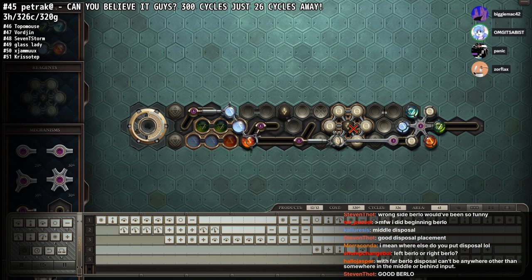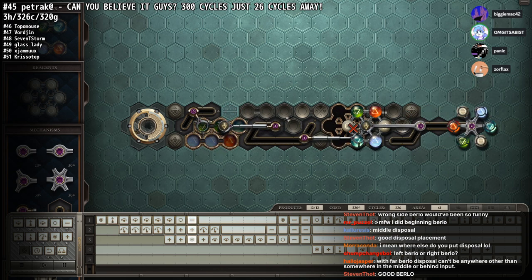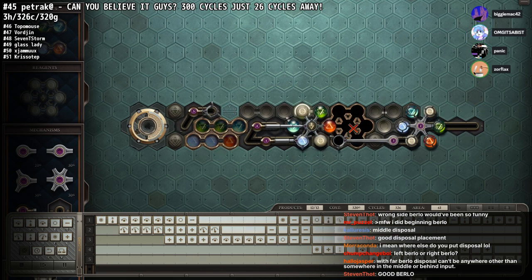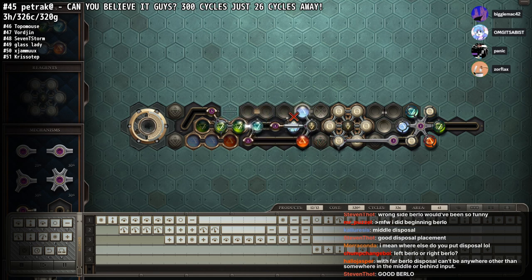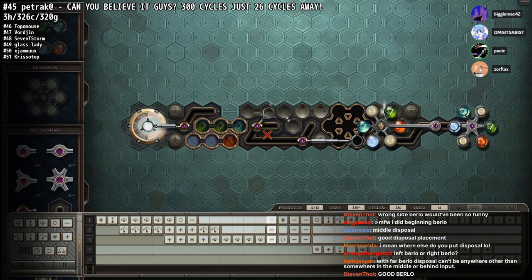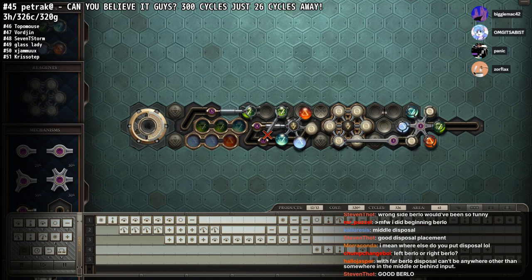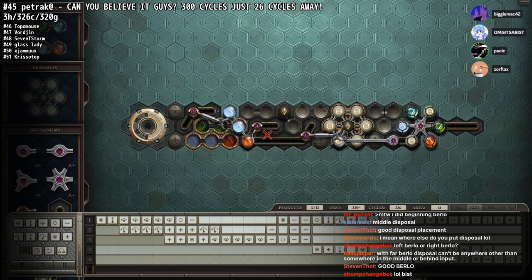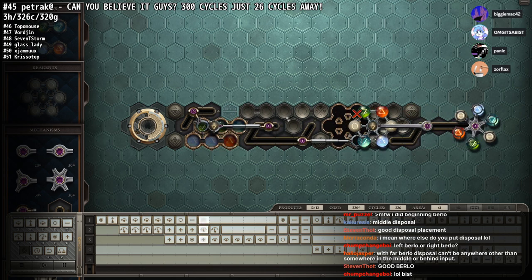Even though I specifically made a puzzle where you had to put Burlo on a track. And yeah, this one is doing some interesting stuff to move this second output into the right place, where it's like pivot, pivot, move. It's kind of cool.